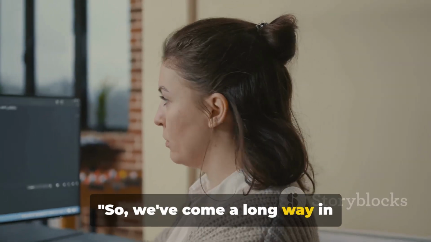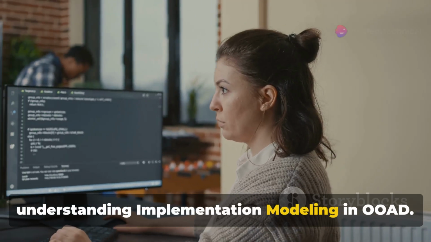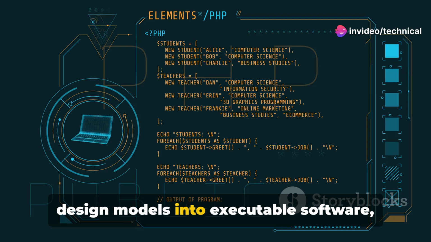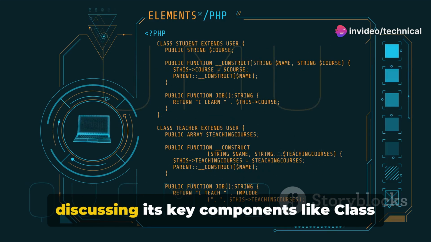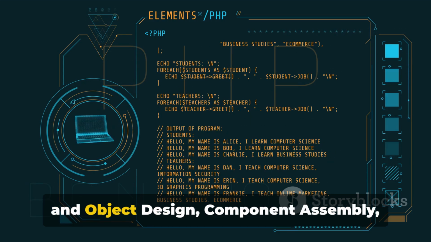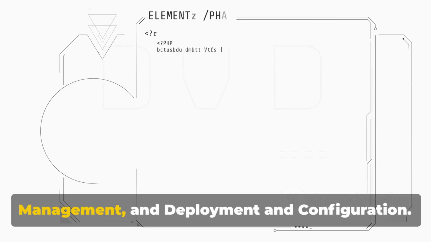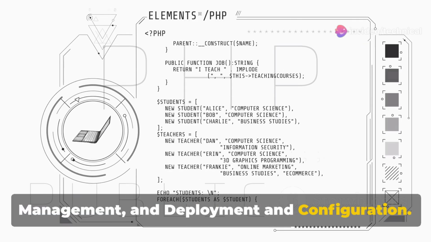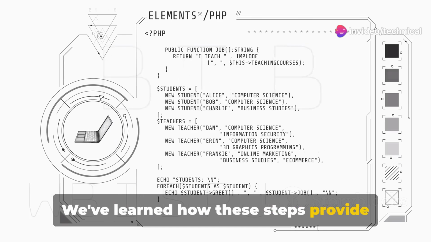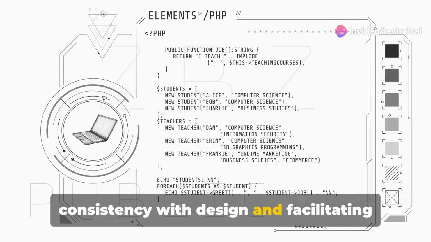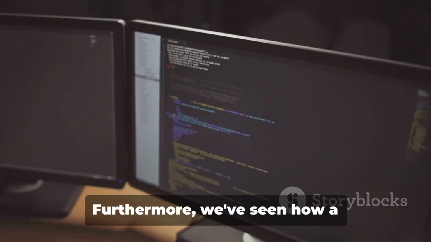So, we've come a long way in understanding implementation modeling in OOAD. We delved into the process of turning design models into executable software, discussing its key components like class and object design, component assembly, sequence and control flow, data management, and deployment and configuration. We've learned how these steps provide clear guidance for developers, ensuring consistency with design and facilitating testing and debugging.